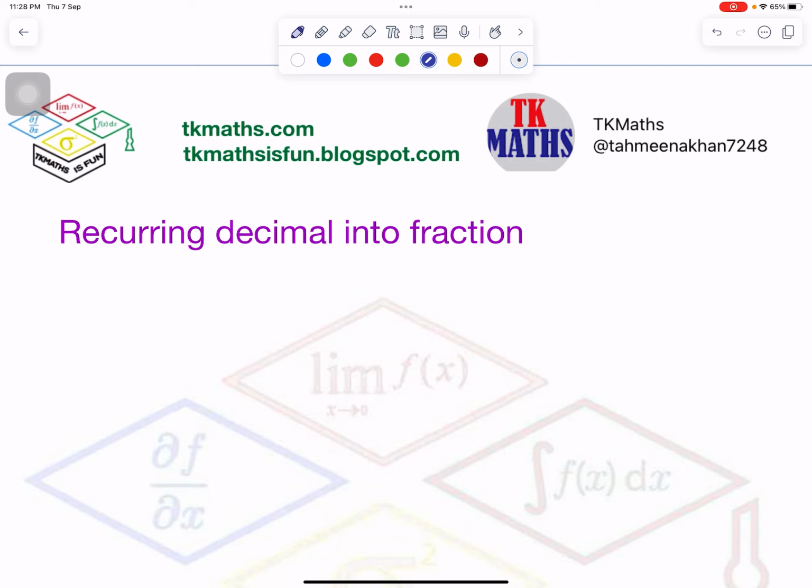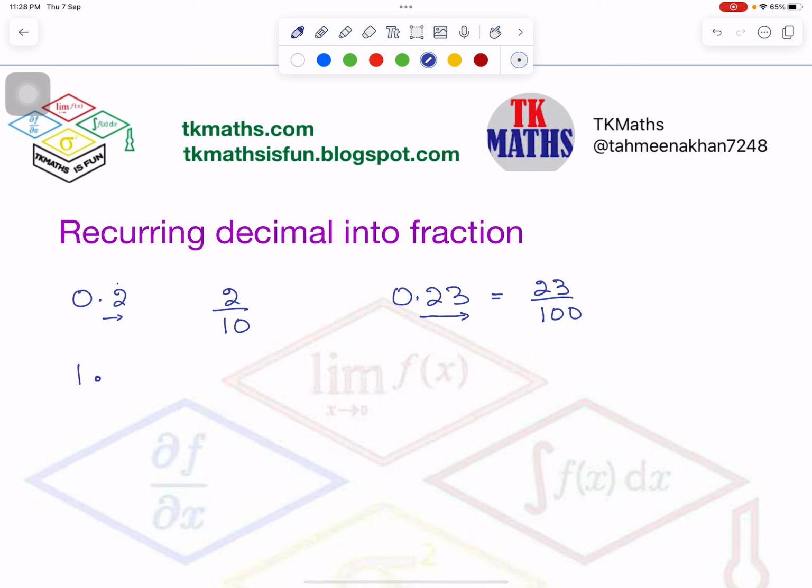So for example, if you have 0.2 and you have to change it into fraction, how do you do it? You look at the digit after the decimal. There's a single digit which is 2. So you will write 2 divided by 10. Why 10? Because after decimal there is only one digit. If you have 0.23, it will be 23 upon 100, because after decimal there are two digits.